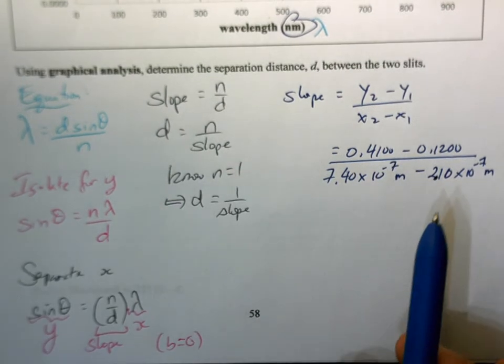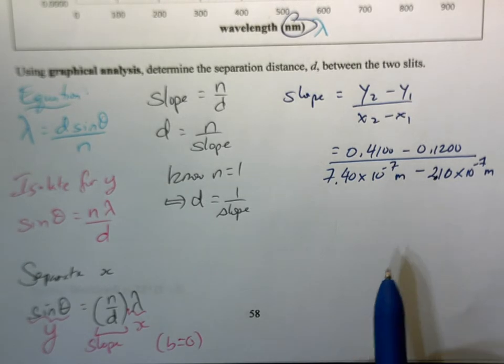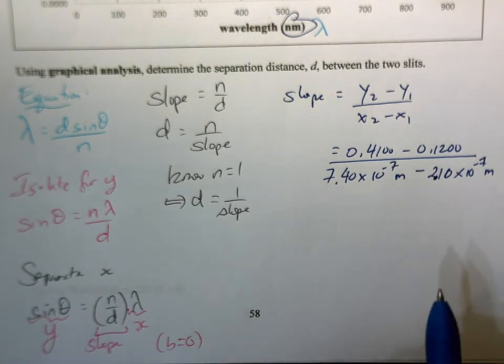And most likely on a diploma exam, how this is going to work out is it's going to say something along the lines of the separation distance d expressed in scientific notation is a dot bc times 10 to the minus d meters. That's most likely what you're going to see.